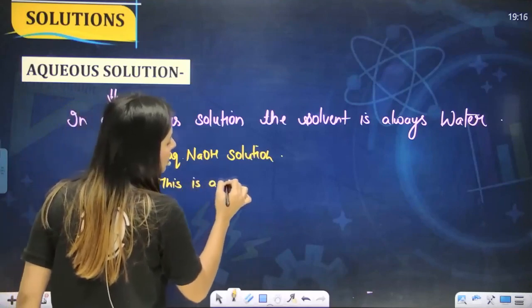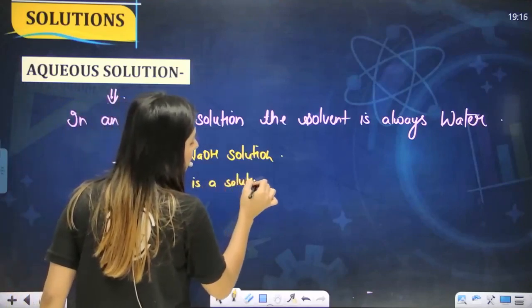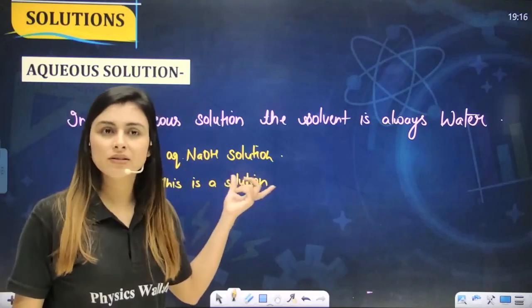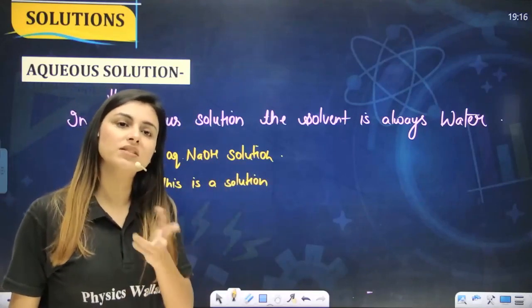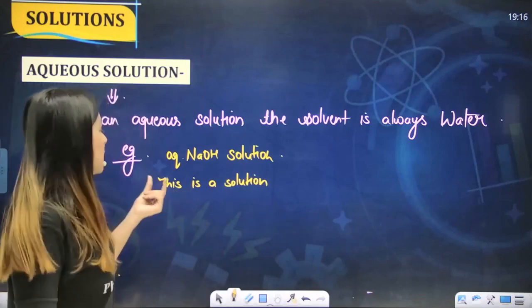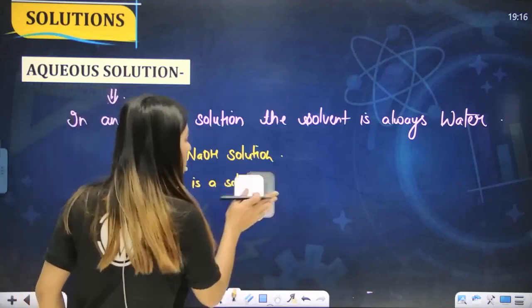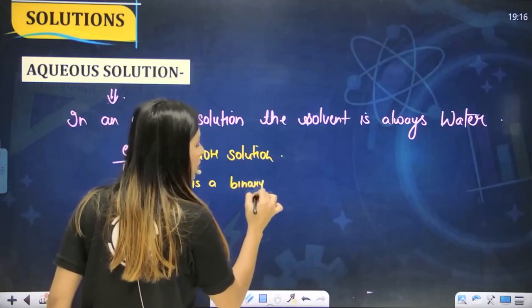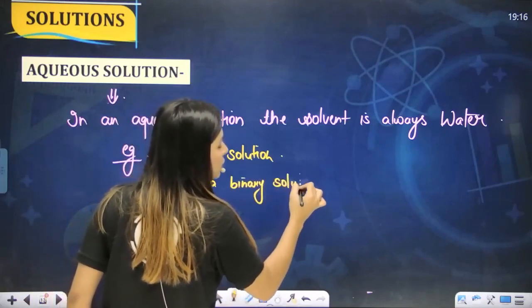This is a solution. Now, nothing is mentioned. You will have to consider it as a binary solution. That means you will have two components, one solute and one solvent. Now, this is a binary solution. Okay, I'll write this is a binary solution.